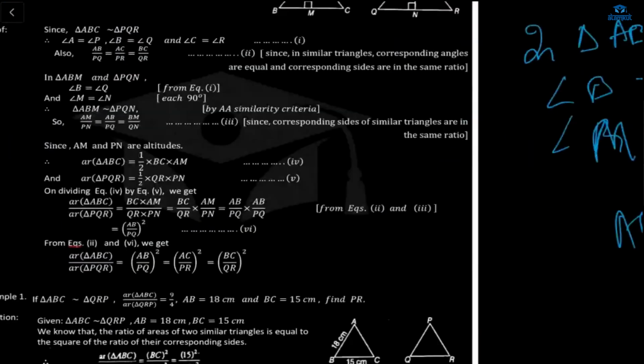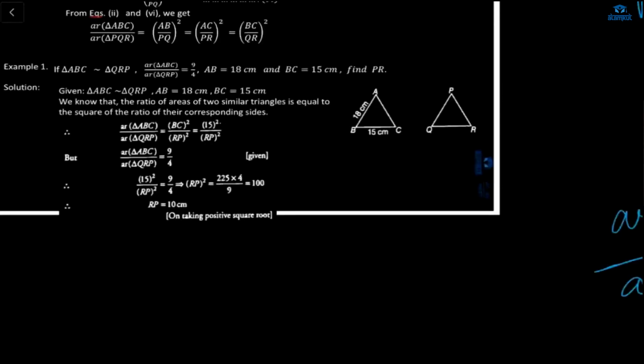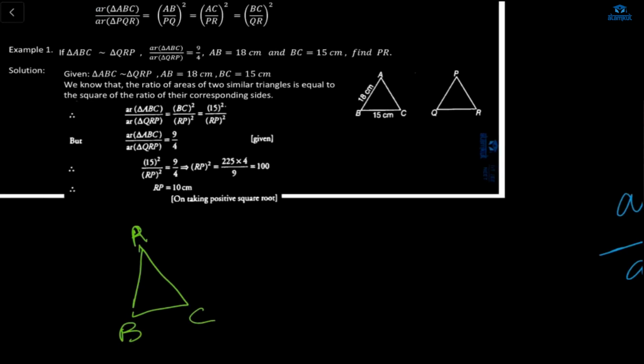Now example number 1, the easiest example. What is given here? In triangle ABC and triangle QRP. Now don't make mistakes, just see what the triangles are given. It is not triangle ABC similar to PQR. Triangle ABC is similar to QRP.